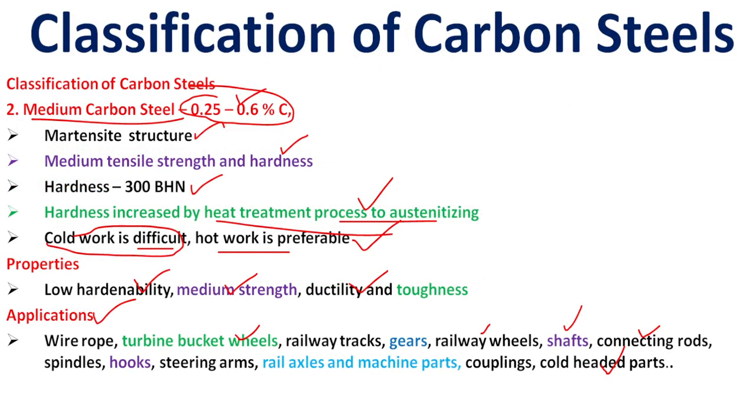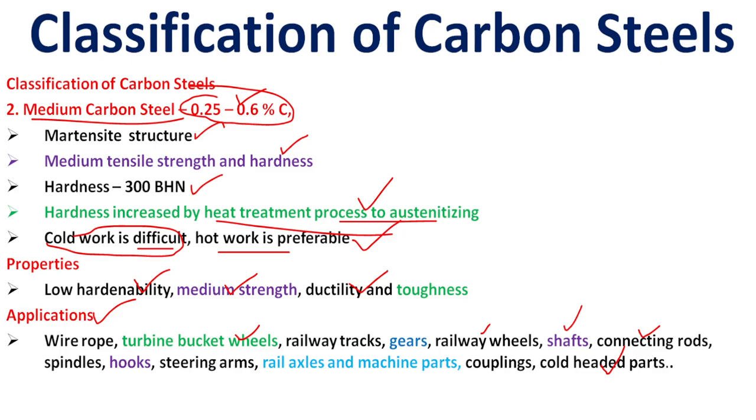The medium carbon steel has a martensite structure, with medium tensile strength and hardness. The hardness is 300 BHN. The hardness is increased by heat treatment processes such as normalizing. Cold work is difficult, so hot work is the preferable one. The properties are low hardenability, medium strength, ductility, and toughness.